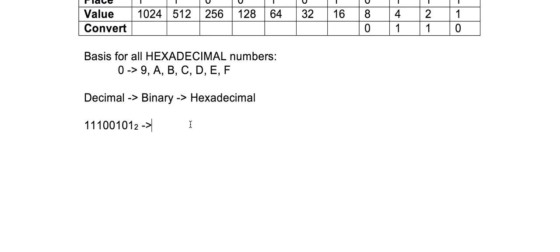So the first thing we're going to do is chunk it into groups of 4 bits. So I'm going to type the number again. And starting from the right hand side, I'm going to count 4 bits. 1, 2, 3, 4. So I'm going to put a big space in there. 1, 2, 3, 4. Excellent.